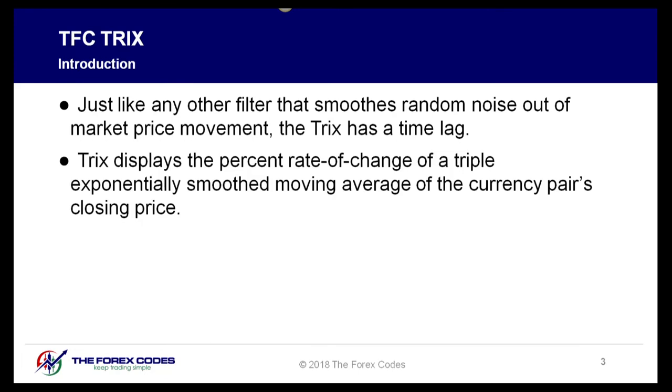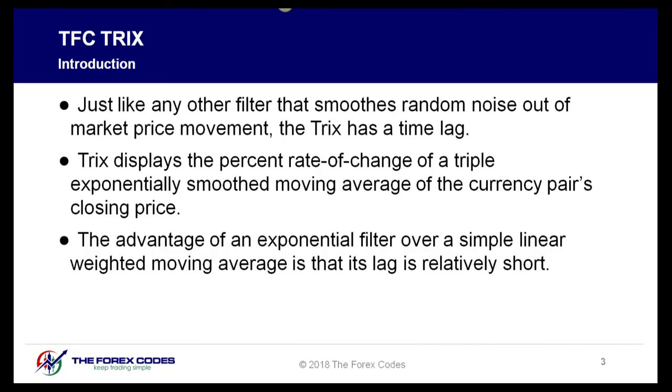And again, for those that want to know the technical aspects of this, it displays the percentage rate of change of a triple exponentially smoothed moving average of the currency pair's closing price. So we're using closing price, and it's the percent rate of change of a triple, hence the word Trix, exponentially smoothed moving average. For the nerds who are watching this and the techies, just go online and you'll find the calculation there, which I am not going to put into this presentation, thank you. I'm more interested in how to use it and how to make money from it, not what the equation is.